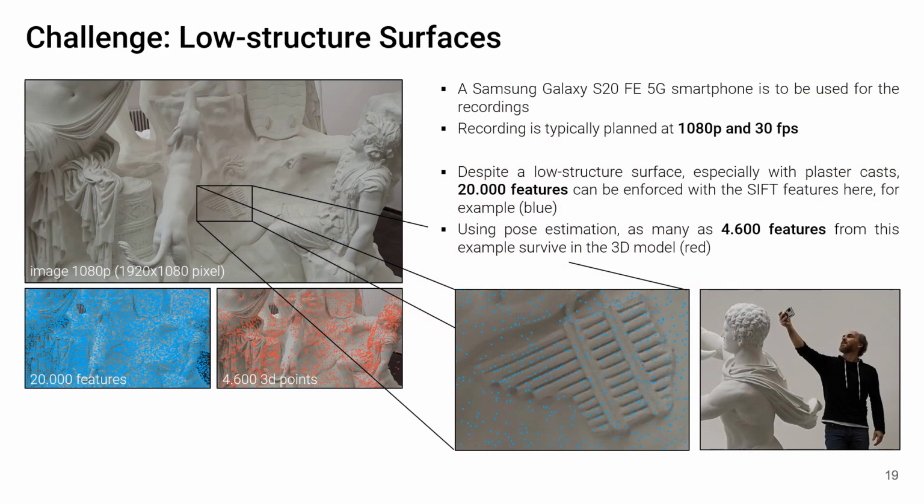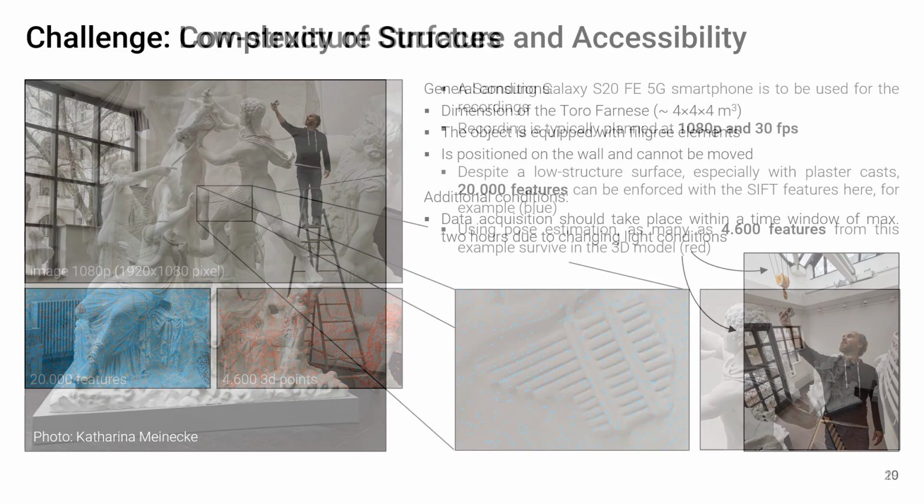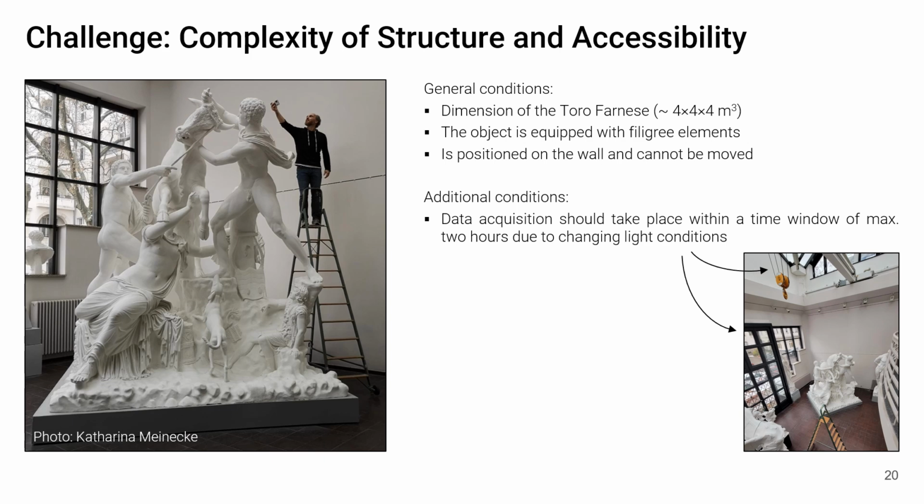We are dealing with a plaster cast, and these usually have a smooth, regular structure with very few visual features on the surface. Usually when we record videos, we try to use action cameras like the GoPro or our own smartphones. We often use a stable video stream of 1080p at 30 frames per second. The following example, which was recorded as a video with a Samsung Galaxy S20, shows that this can make sense. We can see in blue that 20,000 features were identified, from which 4,600 were later actually transferred to the 3D model as 3D points. The two biggest challenges, however, are the size and complexity of the structure with its filigree elements.